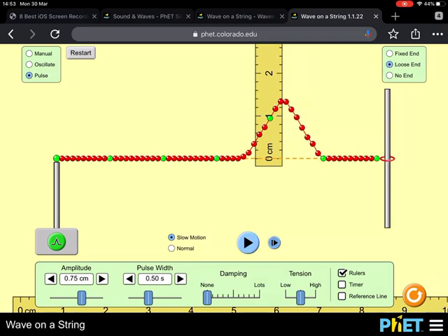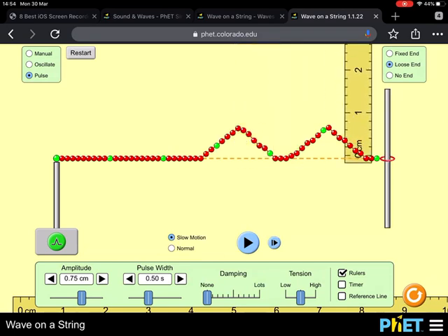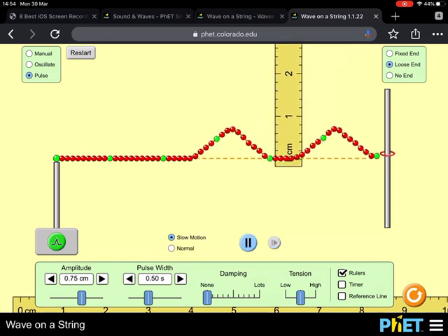So now it's almost 1.2 centimeters tall. And afterwards, notice how each individual wave is 0.75. Basically what I'm trying to show you guys is if you add up the amplitude of this wave and the amplitude of this wave, you'll get the amplitude when they are superimposed on each other.